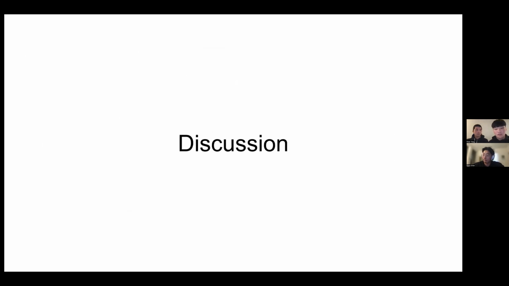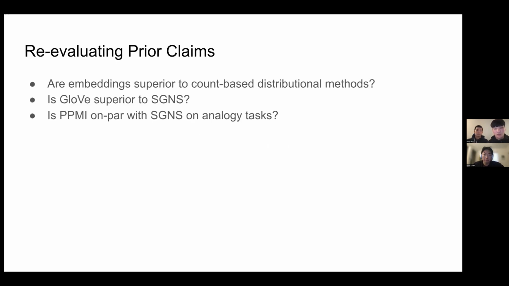Okay, let's discuss what we can learn from the paper. Evaluating prior claims. So the first: are embeddings superior to count-based distributional methods? It is commonly believed that modern prediction-based embeddings perform better than traditional count-based methods. However, this does not seem to be a consistent, significant advantage to one approach over the other. Therefore, the claim should be false.